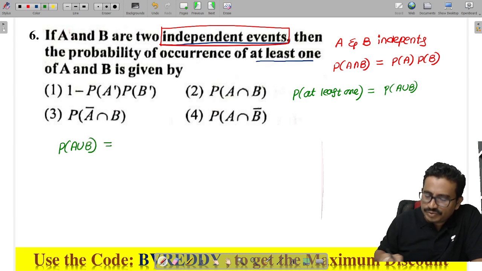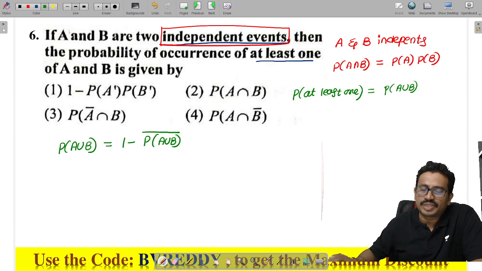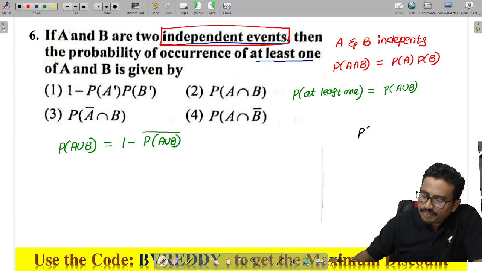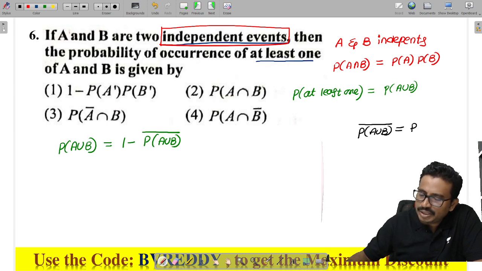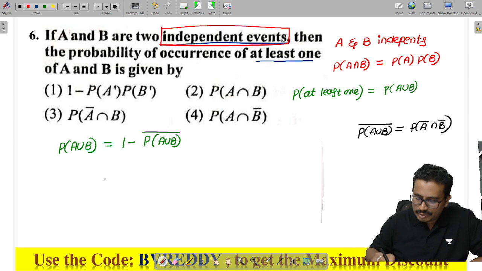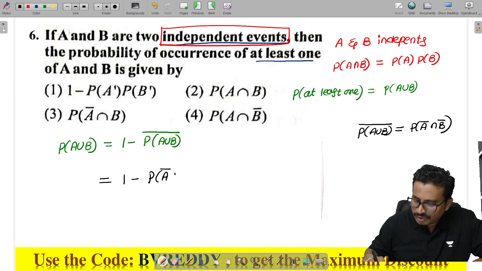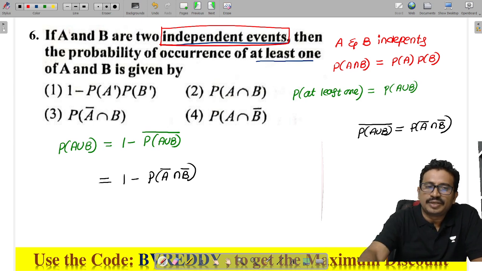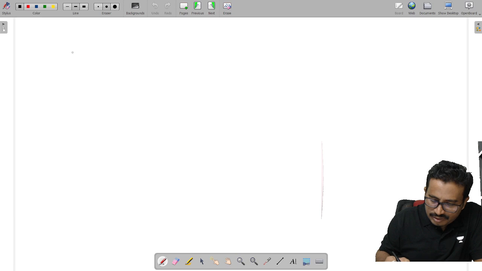P of A union B we can write as 1 minus P of A union B whole bar. And according to De Morgan's law, P of A union B whole bar is equal to P of A bar intersection B bar, so this is given as 1 minus P of A bar intersection B bar. Since the two events A and B are independent here, we know the condition.